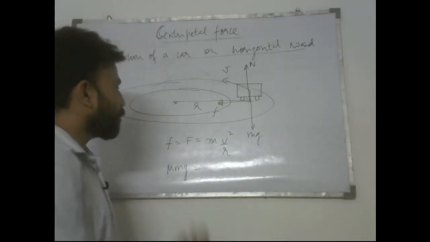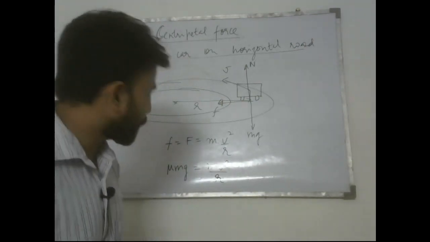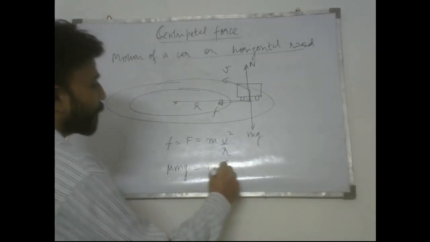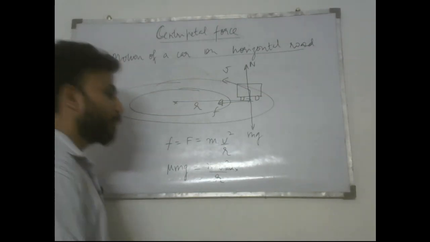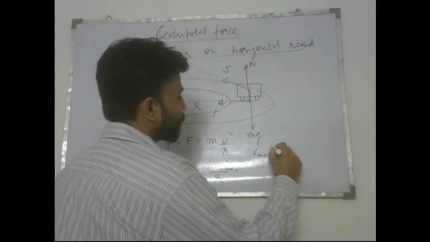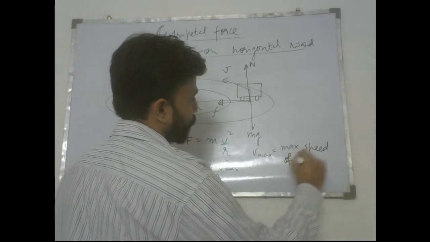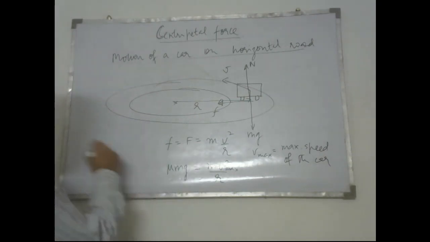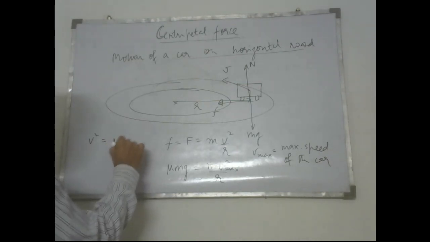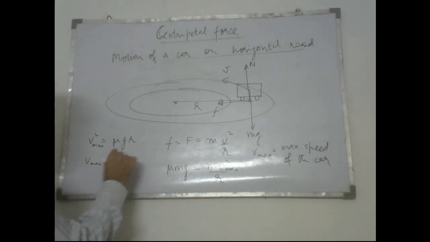So the value of mu mg matches mv square by r in the limiting case. So this is the maximum value of the car's speed with which it can move in a horizontal circle. So this is the maximum speed of the car with which it can move in a horizontal circle. Its value comes out to be V max equal to square root of mu g r.